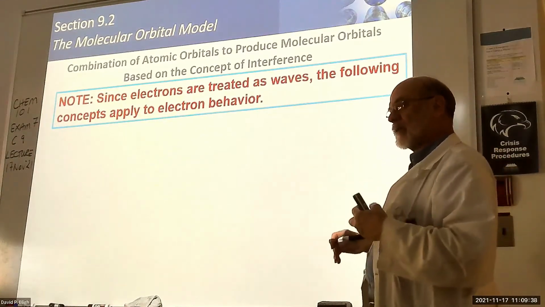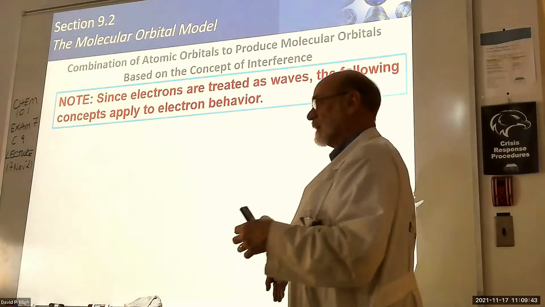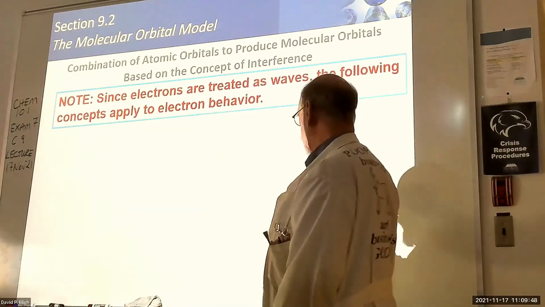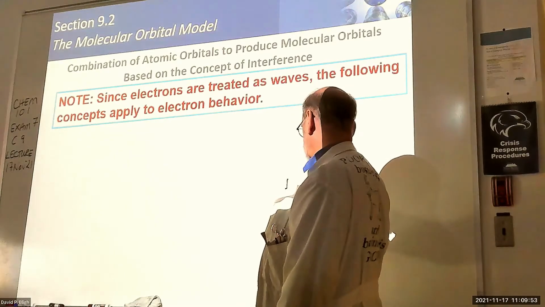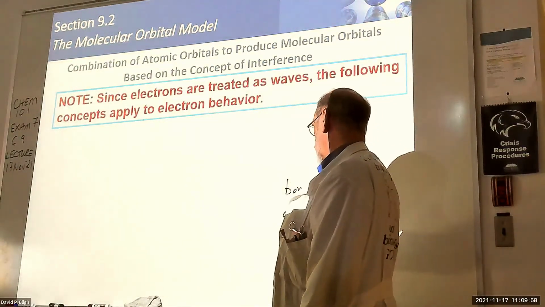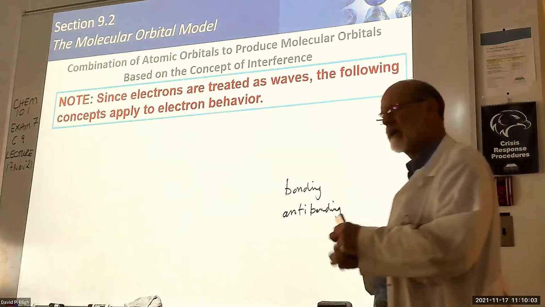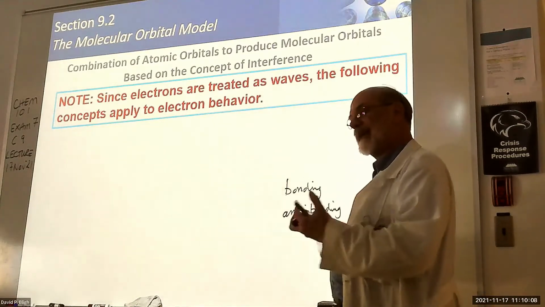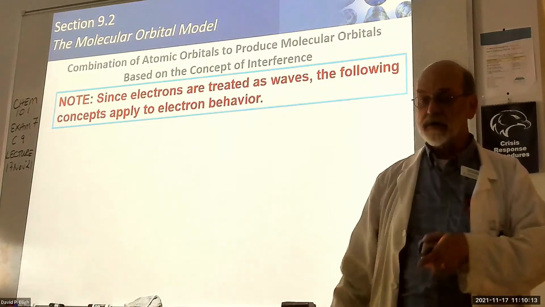So we have to consider the possibility that we've got constructive or destructive interference. If we have constructive interference, that is loosely associated with the bonding orbitals. If we have destructive interference, that's associated with the anti-bonding orbitals. Okay, and that's how the wave functions approach the building of molecular orbitals, with the concept of constructive and destructive interference.